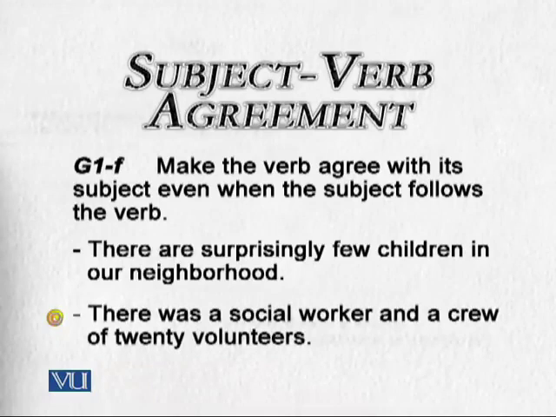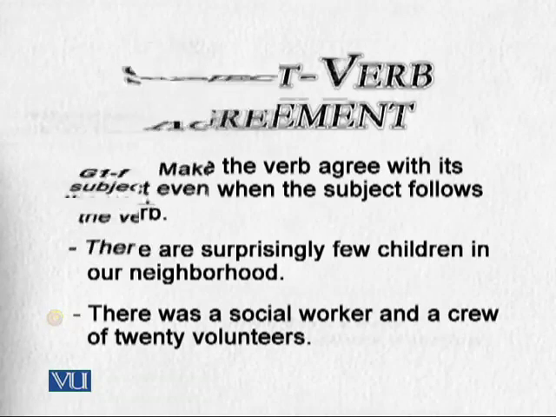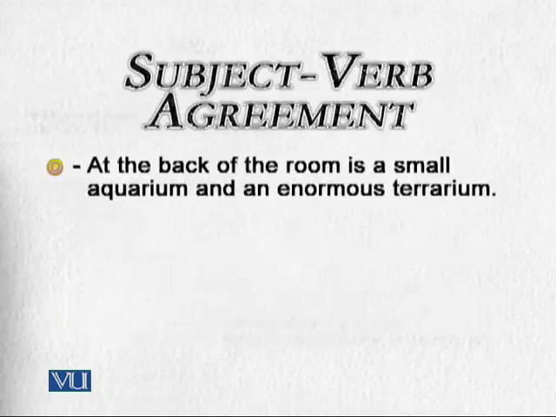In the next sentence, there was a social worker. Now, social worker is a subject, which is a singular subject. The verb is singular, was. The sentence cannot be this way: there were a social worker. Of course not, that would be wrong. Subject and verb both agree with each other. Subject is singular, verb is singular. Third example. At the back of the room is a small aquarium. Now, is shows that the next coming subject is singular, and of course that is singular, a small aquarium.